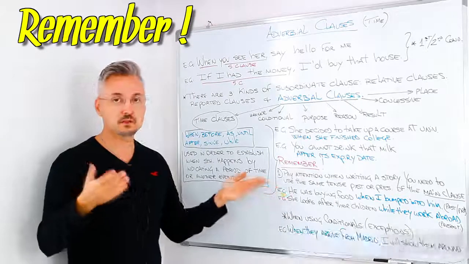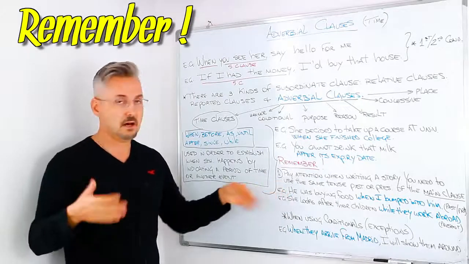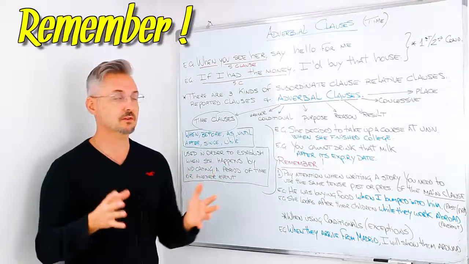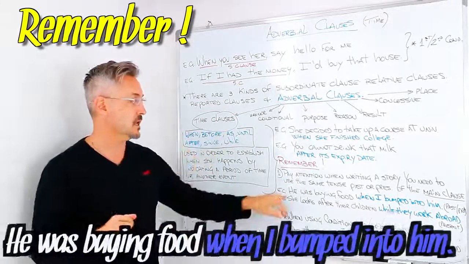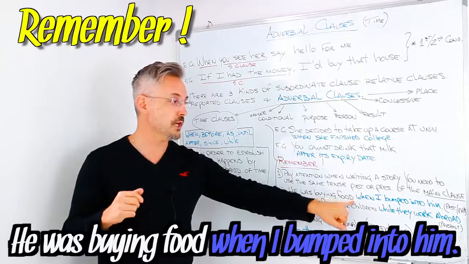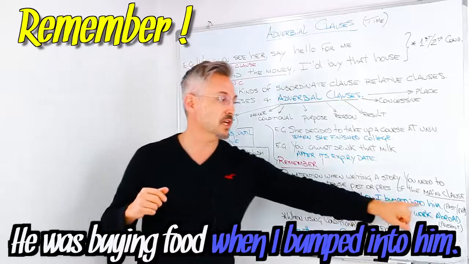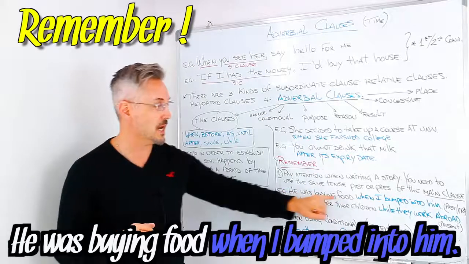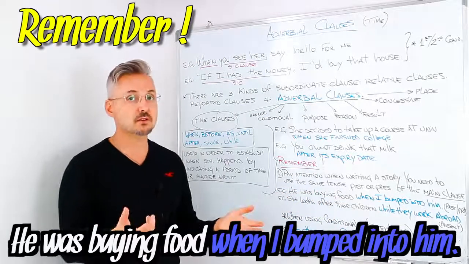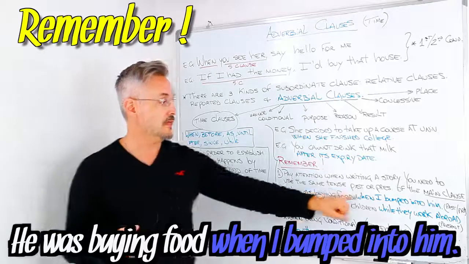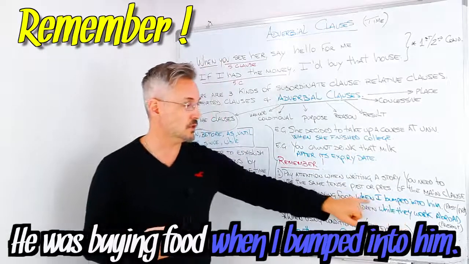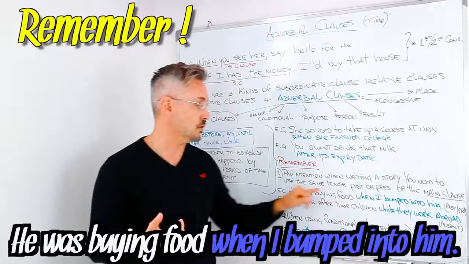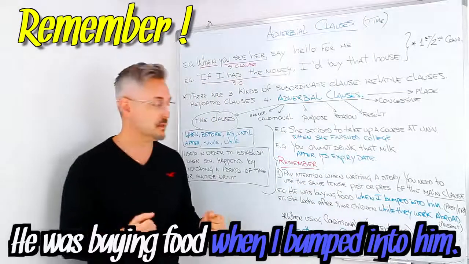So the two examples, I gave you more examples in this lesson because it's quite complicated to understand time clauses. He was buying food when I bumped into him. So you can see he was buying food, so this is past. It doesn't matter if it's past continuous. And then the time clause, when I bumped into him, is past simple. So they are both, however, past.